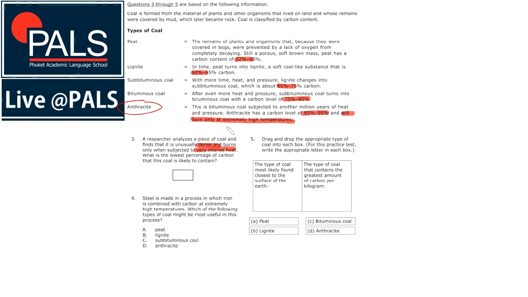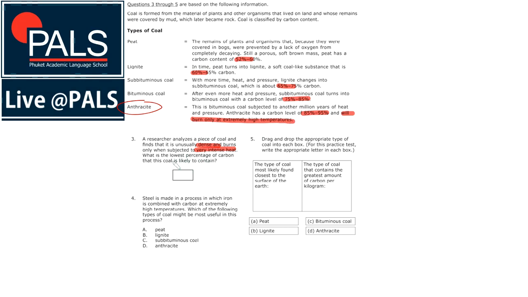And because we were told that it will only burn at extremely high temperatures, and we can probably assume that it has the highest density as well, because these different types of coal form with more and more pressure over time, compressing the material, making it more dense probably. So that's something we can infer from the different steps that we read through.